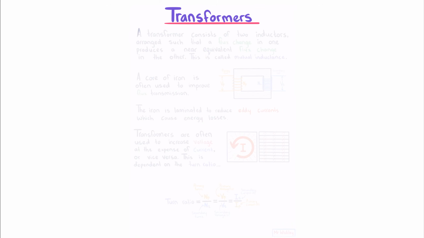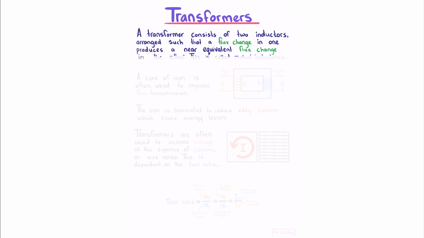Transformers. A transformer consists of two inductors arranged such that a flux change in one produces a near equivalent flux change in the other. This is called mutual inductance. And whereas mutual inductance is between two inductors, self-inductance, which we covered earlier, is only between one inductor and itself. A core of iron is often used to improve flux transmission.